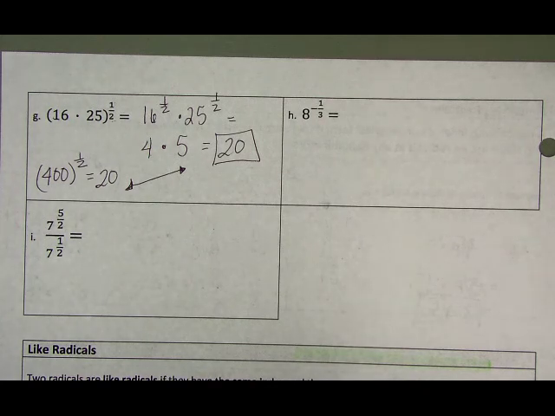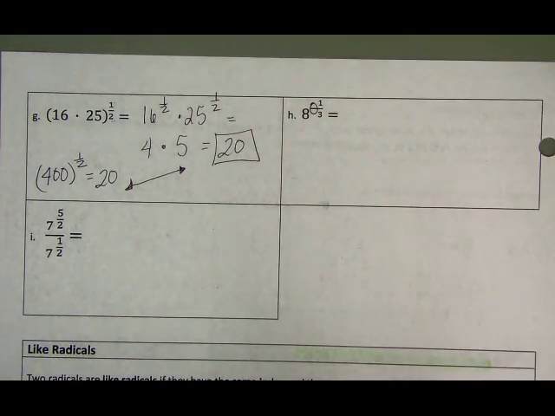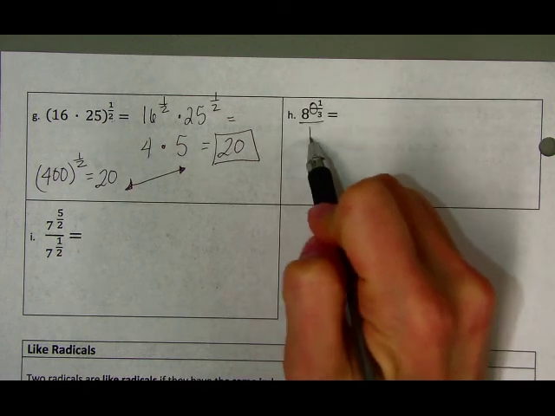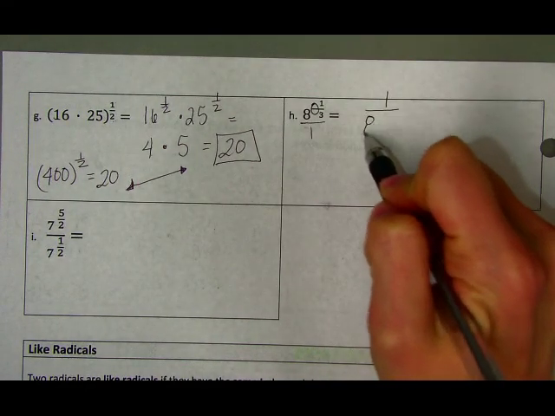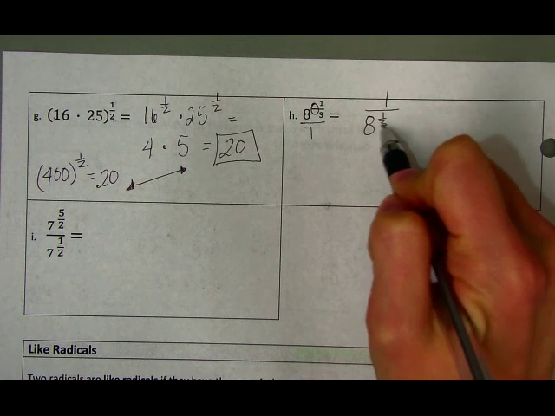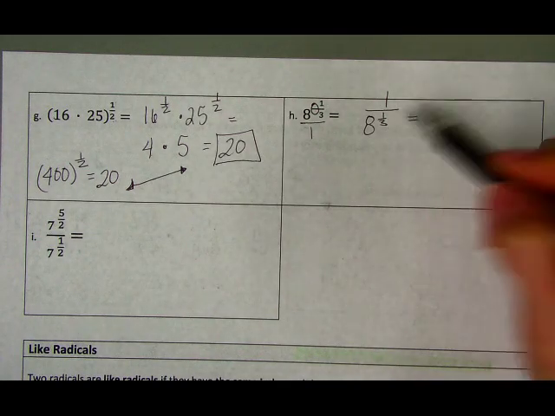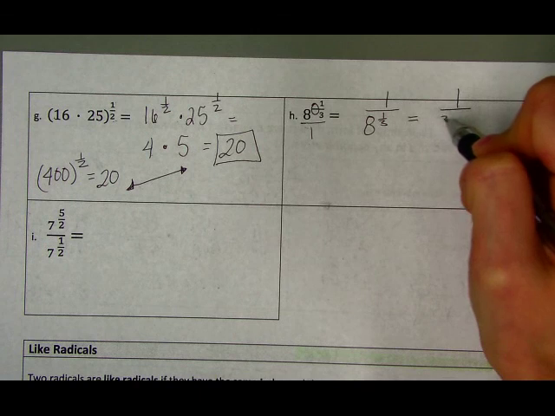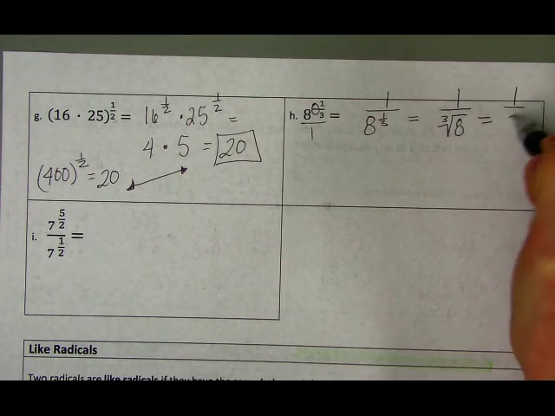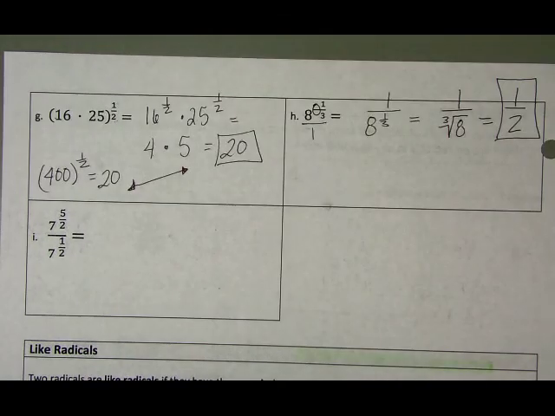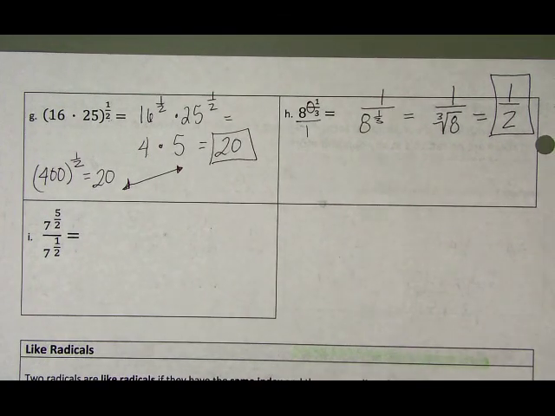In letter H, I have 8 to the negative 1/3 power, and if you remember, a negative exponent means I have to flip it to either the numerator or denominator. So since this whole value can be placed over 1, I can rewrite this as 1 over 8 to the 1/3 power. 8 to the 1/3 power is the same thing as the cube root of 8, and we all know the cube root of 8 is 2. So I get 1/2 for my answer in letter H.